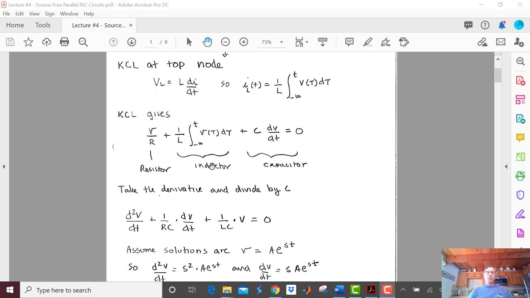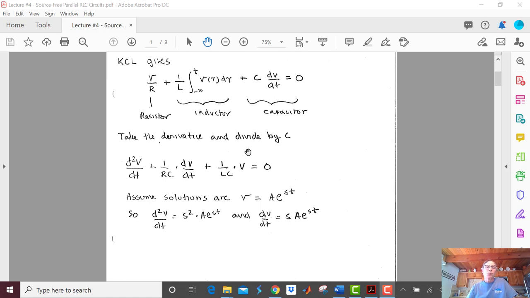And now for this one, what I'm going to do is take the derivative of the integral, and I'm just going to get v, and of course I've got my L under there, and remember I divided by C, so I get my last term. So this term made that. This term made that. This term made that. So you might want to scratch those arrows into your notes.